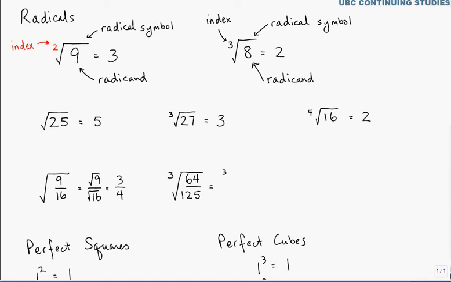Same thing here. Cube root of 64 becomes our new numerator, and the cube root of 125 our new denominator. It might take you a little while to come up with these numbers, but again, just start small. Start with 2, then go up to 3, 4, 5, etc. You'll find that 4 cubed is 64, so the cube root of 64 is 4. And 5 cubed is 125. 5 times 5 times 5, so the cube root of 125 is 5.